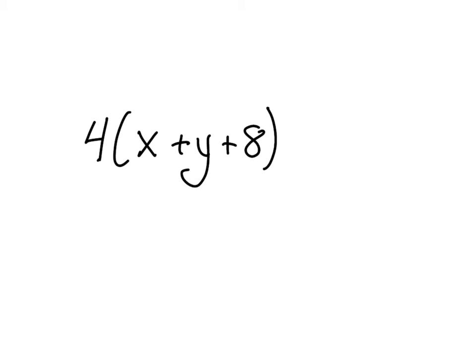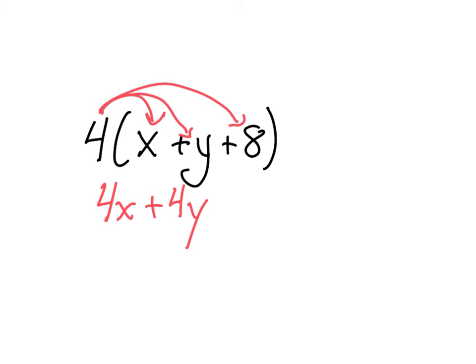So as we look at this, we're just going to go all the way in. So it's going to be 4 times X, which will give me 4X, plus 4Y, and then 4 times 8, which is 32.